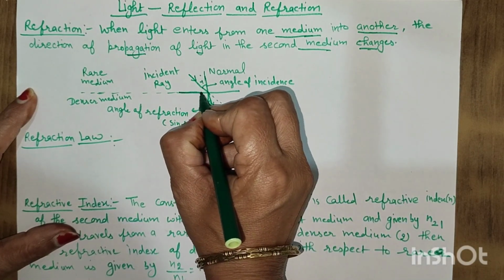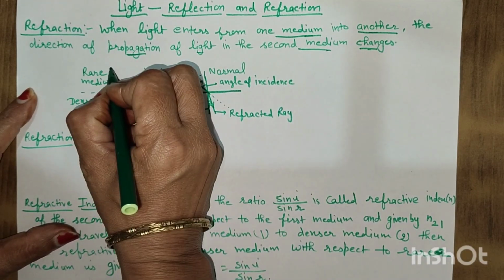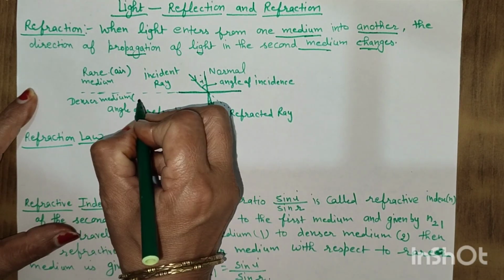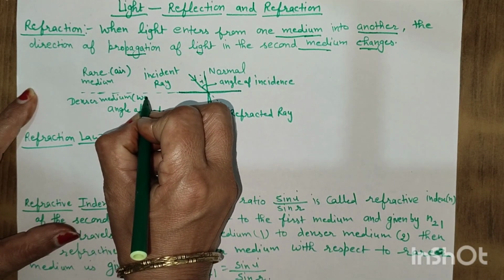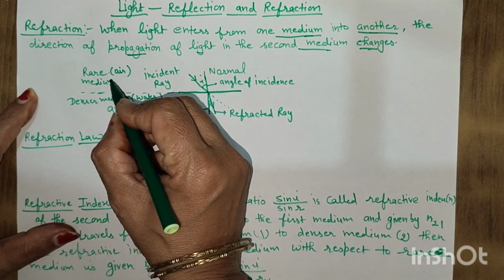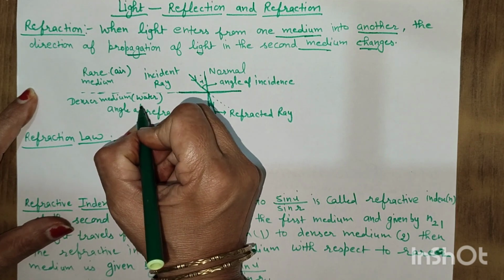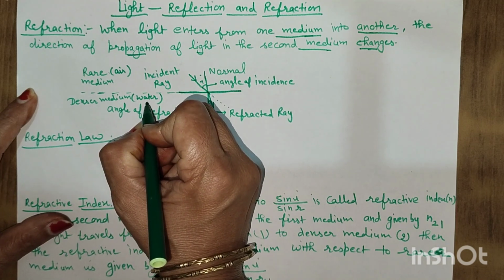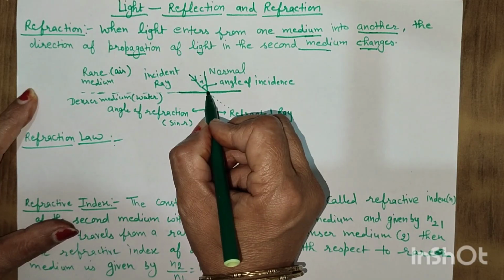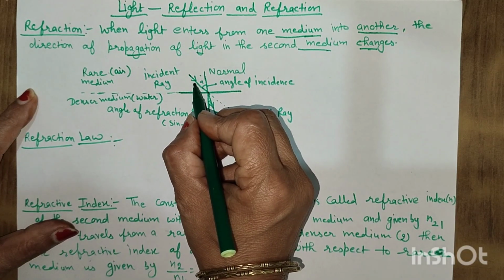Here, above is the rare medium or air, and this is the denser medium, or water or glass or anything else. The rare medium is one in which particles are very far away, and the denser medium is one in which particles are very close to each other. When a ray falls on any surface, that ray is called the incident ray.